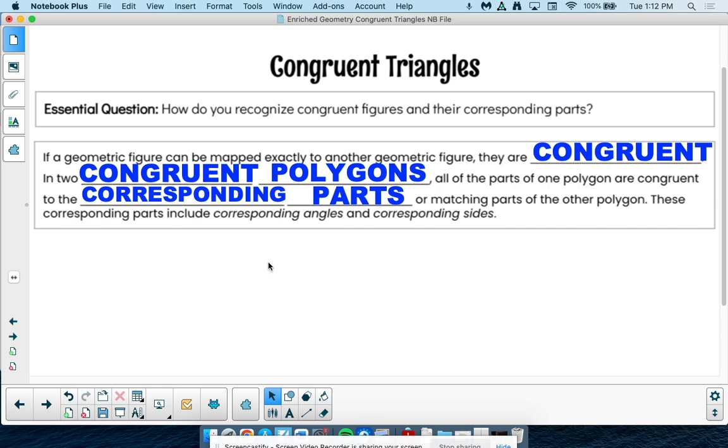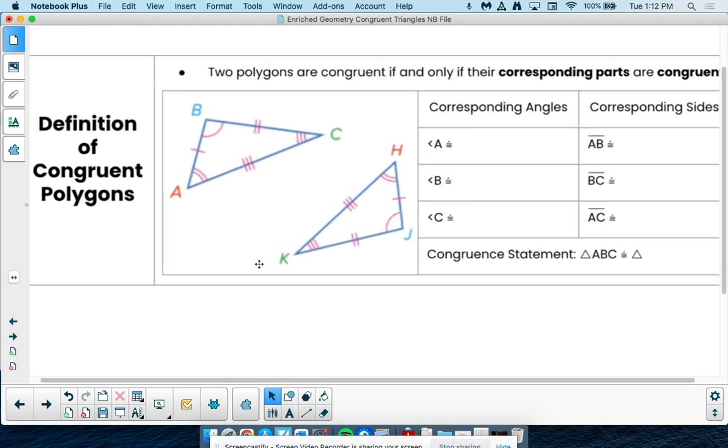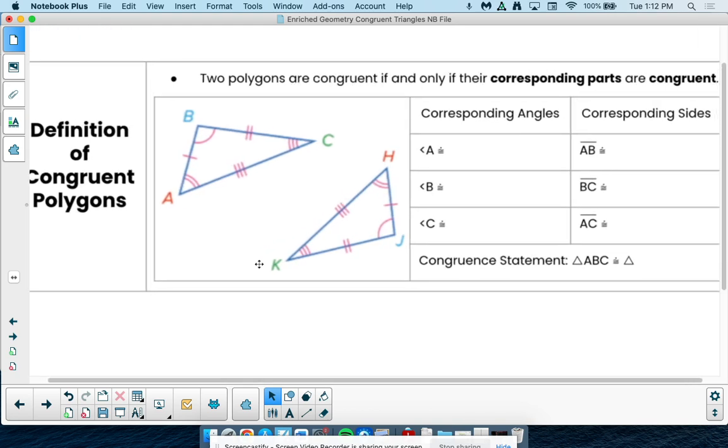Okay, so the definition of a congruent polygon, like I said, is all their parts have to match, right? So in our picture here, we just have to list out what goes with what. And it's easy to tell by our markings. You guys remember those tick marks, those arc marks? They tell us things are the same. So if I look over here, angle A is congruent to what angle in that other triangle? H, right? 2 arc marks for 2 arc marks. Yep. So angle H.